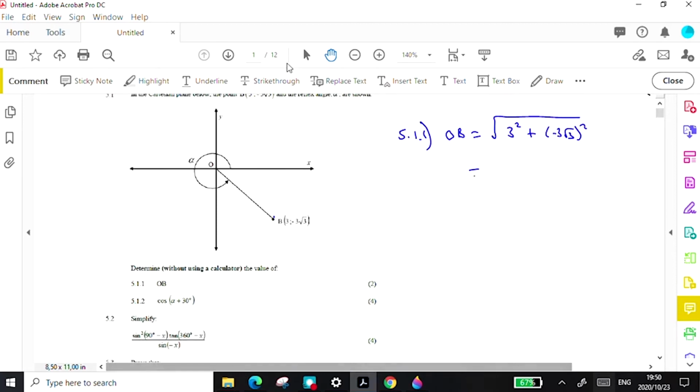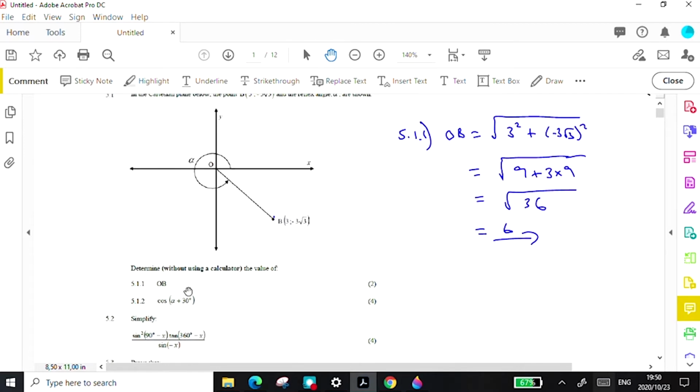Simplifying this, we're looking for the square root of 9 plus 3 times 9, which is equal to the square root of 27 plus 9, which is 36, so this is equal to 6. So OB is equal to 6 units.